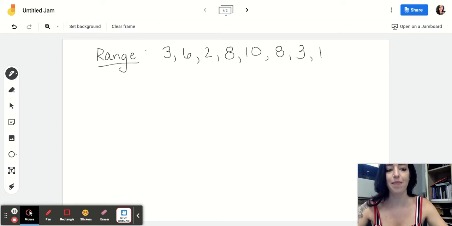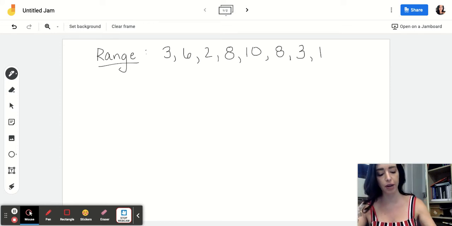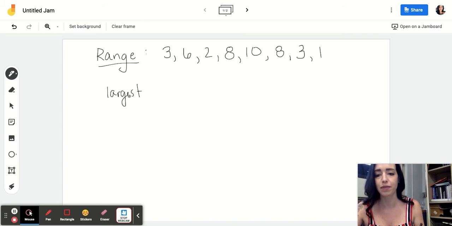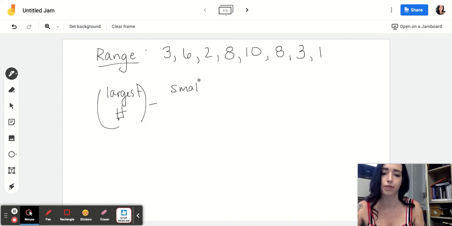Hey guys, in this video I'm going to show you how to do range and interquartile range. So you'll like the range better because it's just the largest number minus, and I'll put this in parentheses, the smallest number. All right, so that's all you do for the range.